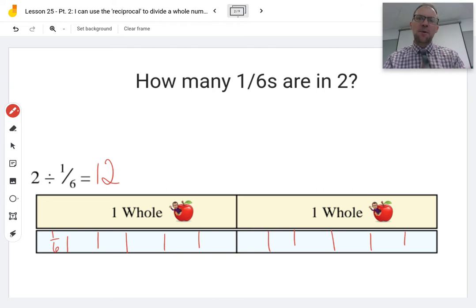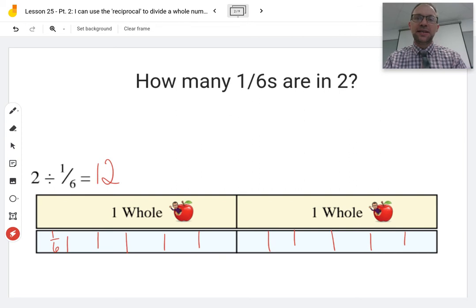Now, what I want to teach you today is that you don't actually have to count all the pieces in each bar. What we're doing when we divide a single bar, like this one whole here, by a unit fraction, such as 1/6, is creating the number of pieces that are in the denominator. Remember, the job of the denominator, the bottom number of a fraction, any fraction, including unit fractions, is to tell you how many pieces the whole is divided into. And in this case, the whole was divided into 6 pieces.